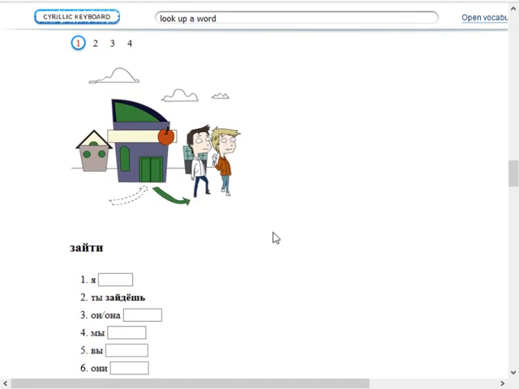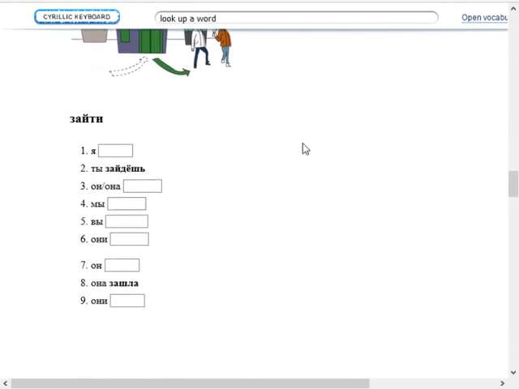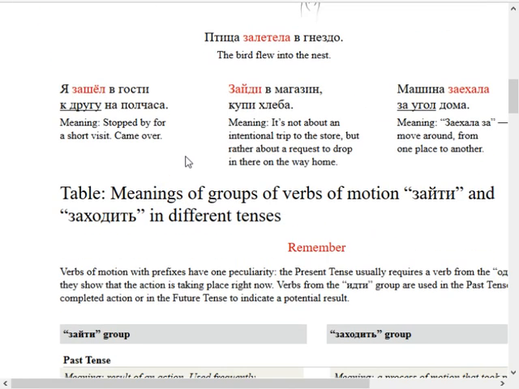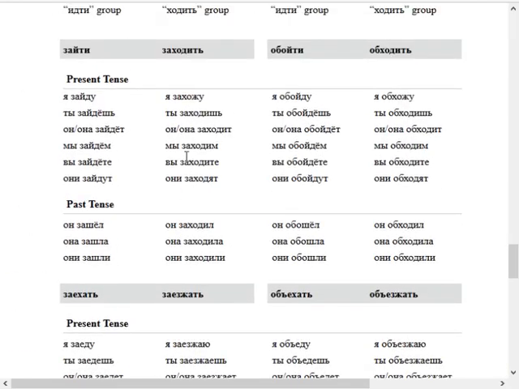All right, so now we need to conjugate for verbs of motion. The first one is зайти, to quickly stop in somewhere by walking, in this case. So let's begin. Let's see. Я зайду. Ты зайдешь is already there. And actually, you know what? I'm going to go ahead and, as I did before, copy and paste it from here.